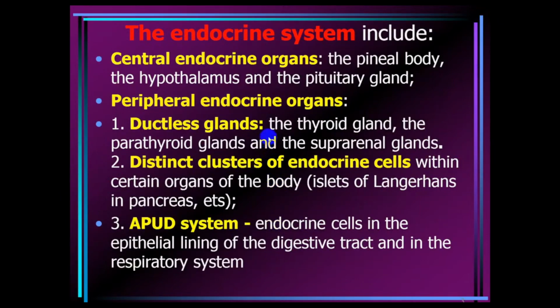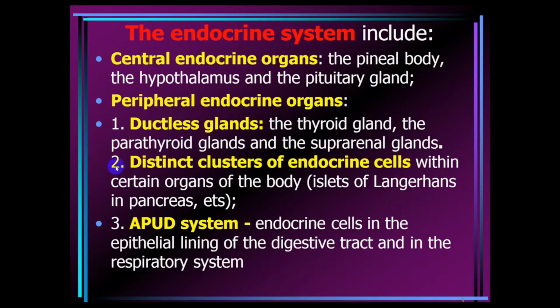Organs of the endocrine system can be subdivided into central endocrine organs and peripheral endocrine organs. Central endocrine organs include the pineal body, the hypothalamus, and the pituitary gland. The peripheral endocrine system has three components. First of all, it is ductless glands, glands which lack a system of excretory ducts. For example, the thyroid gland, the parathyroid gland, and the suprarenal glands.